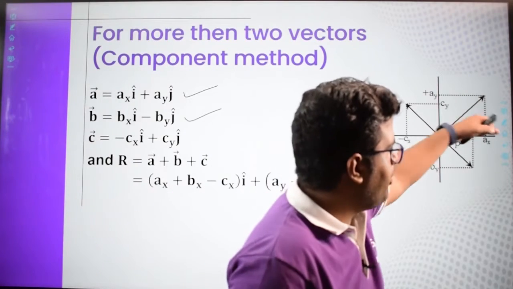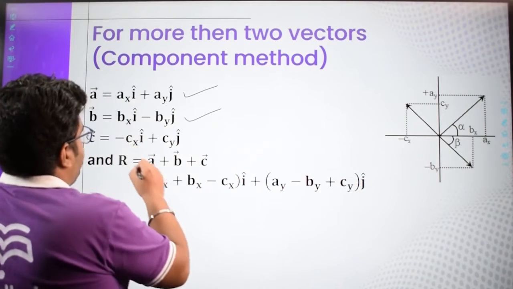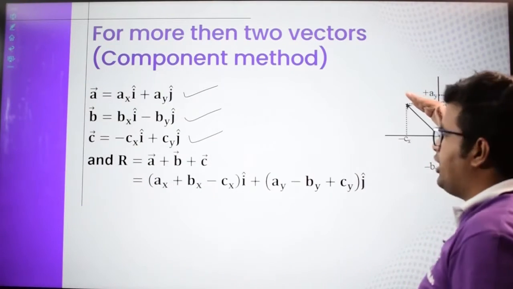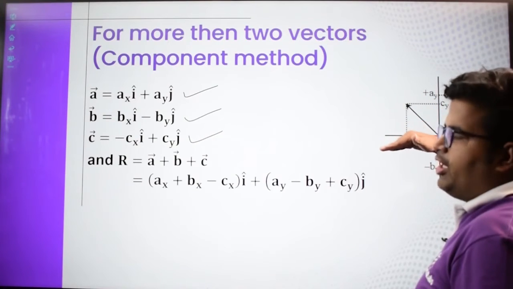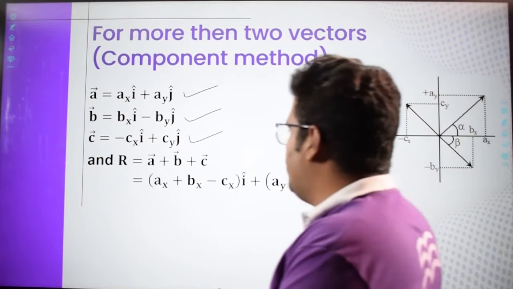देखो, bx i cap है और minus of by j cap है क्योंकि नीचे की तरफ है, and last one is minus of cx i cap, क्योंकि हम देख सकते हैं c वेक्टर जो है that is along minus of x, मतलब negative direction of x-axis है, and that is cy j cap.